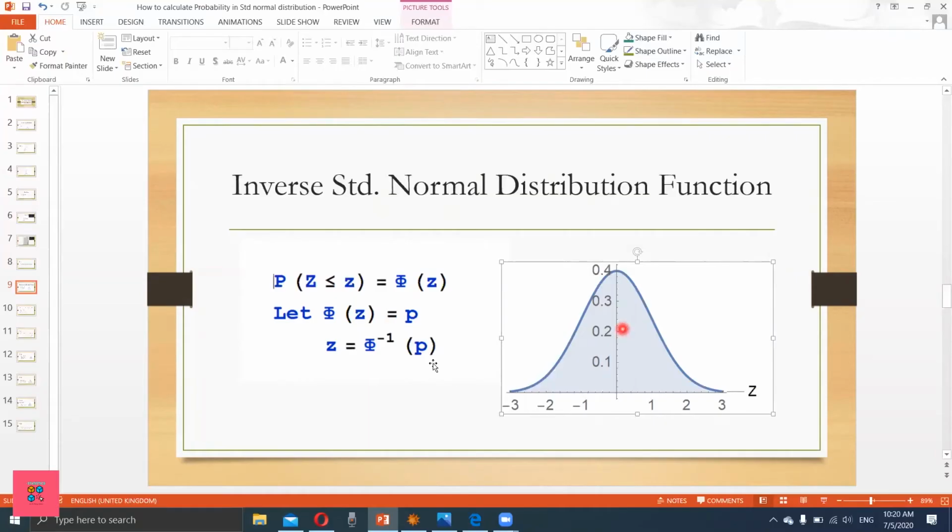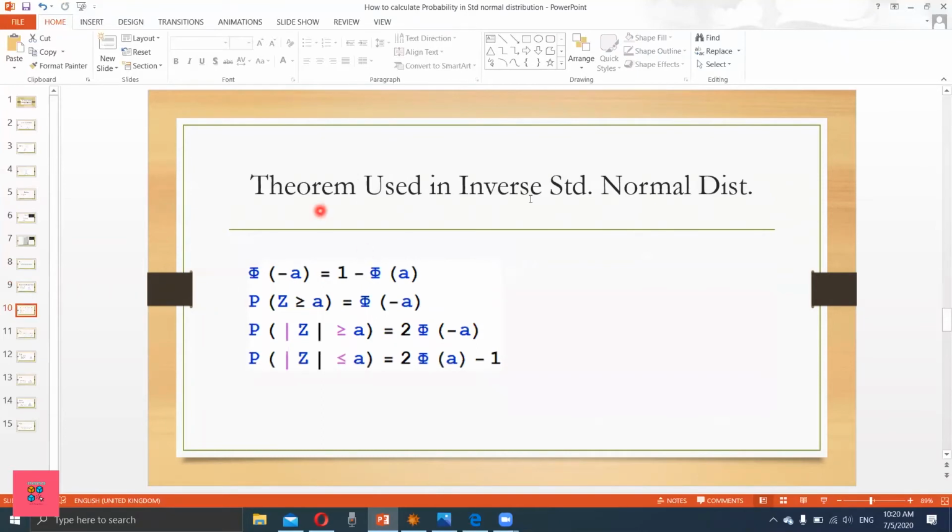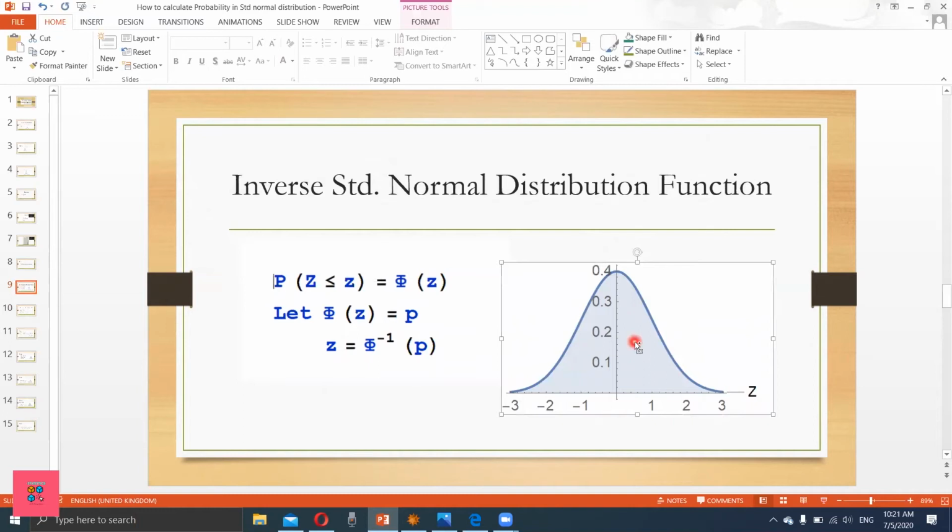Now come to the theorem which will be used in our next slides, the theorem used in the inverse standard normal distribution. Phi of minus a is always obtained by 1 minus phi of a. And phi of z greater than a is equal to phi of minus a. As I told you, it's a greater than sign. And if it is a greater than sign, we will take this figure on the next page also here.